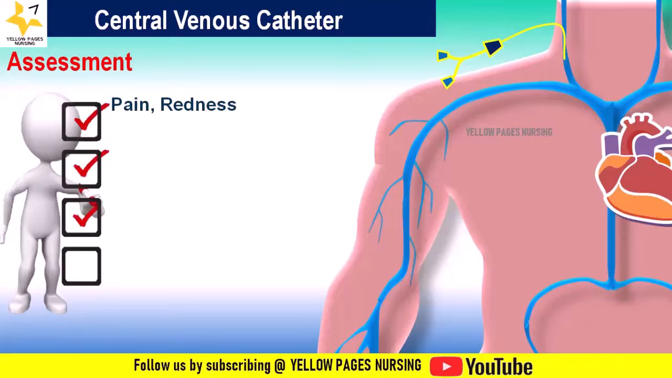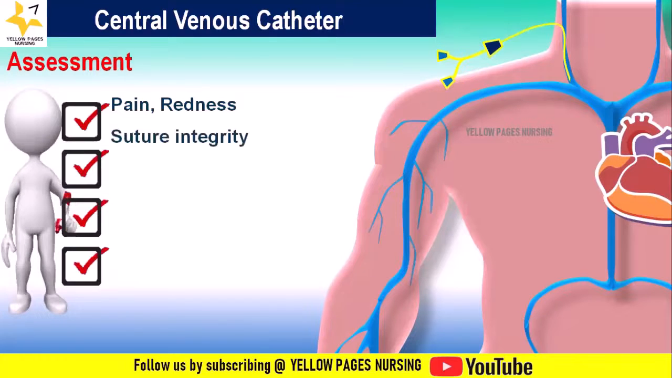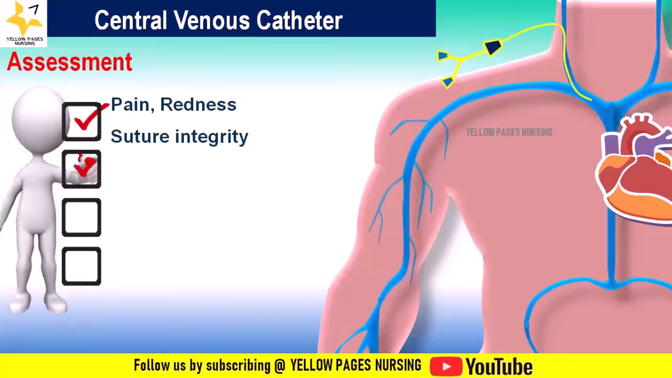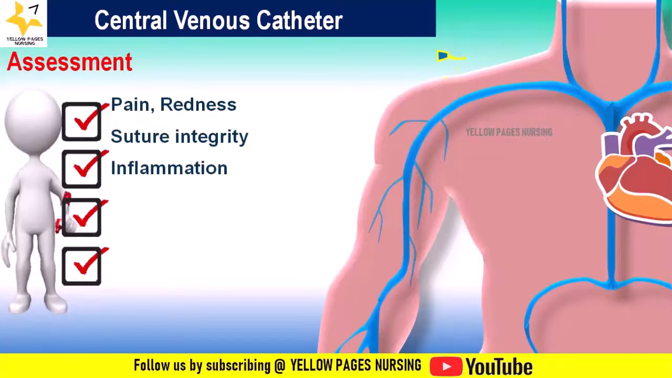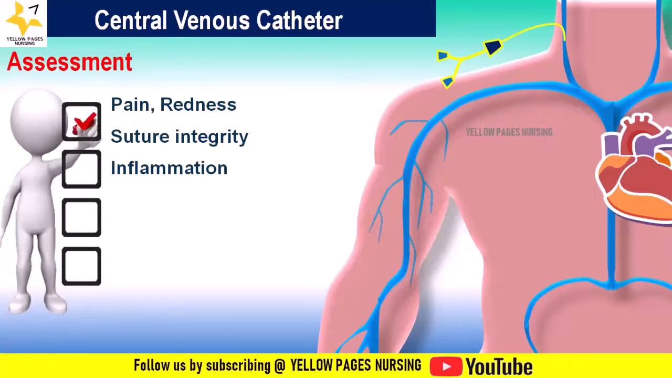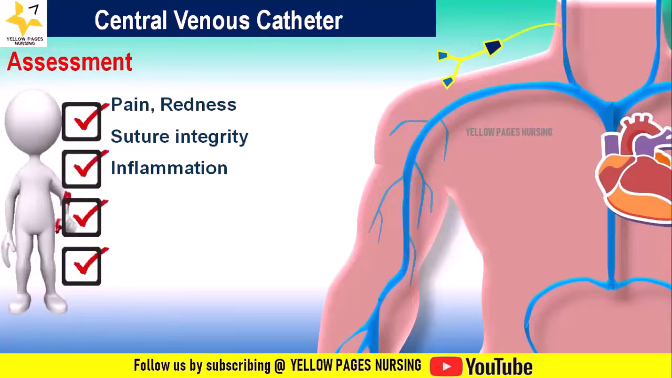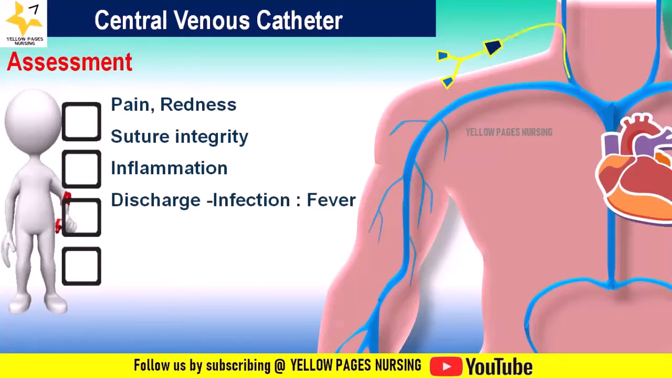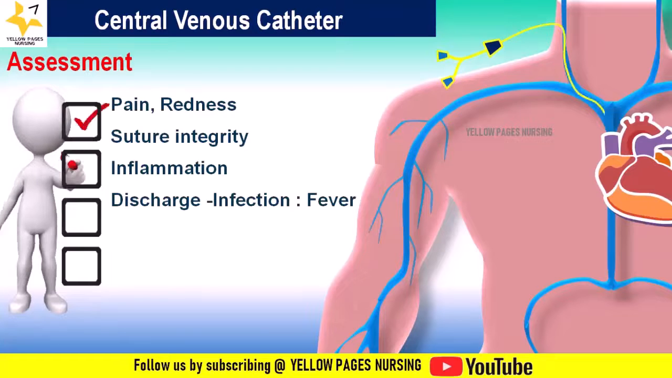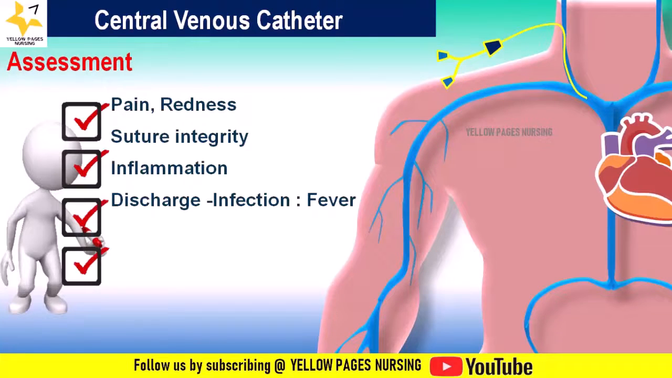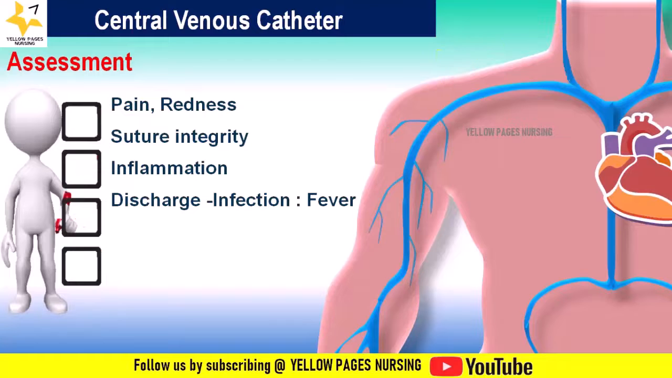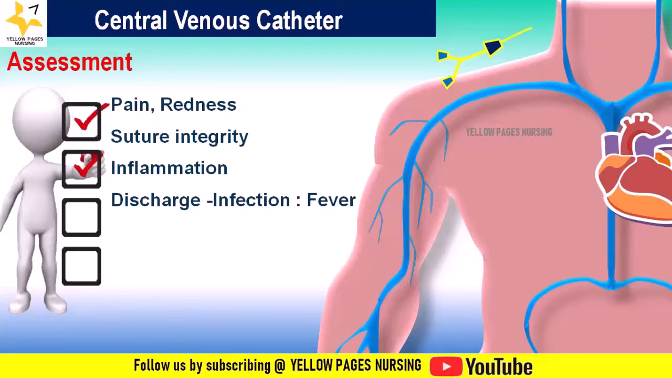Next, we assess for suture integrity, if it is intact and in place. Next is assess for inflammation, which is indicated by signs such as redness, swelling, and the skin being warm to touch. Next is assess for any discharge. Fever can be a sign of infection at the venous site, which could be indicated by discharge, which may be purulent, redness, warmth, and tenderness.